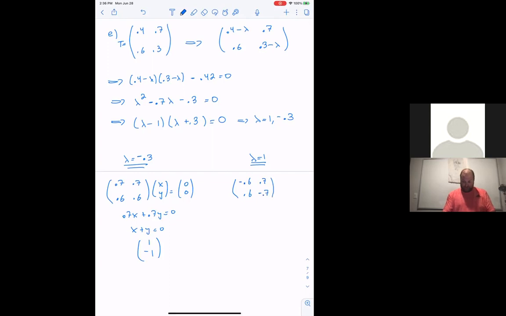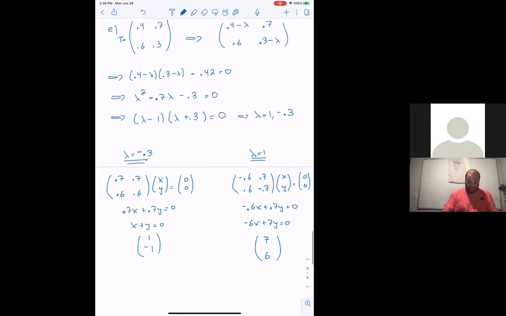Yeah, 0.3 minus 1, negative 0.7, acting on the unknown vector xy equals 0, 0. So negative 0.6x plus 0.7y is equal to 0. Decimals are annoying. Let's multiply by 10. Negative 6x plus 7y is equal to 0. So what can I get? Well, I can make x be 7 and y be 6. So 7, 6 would be the steady state vector for this original matrix.